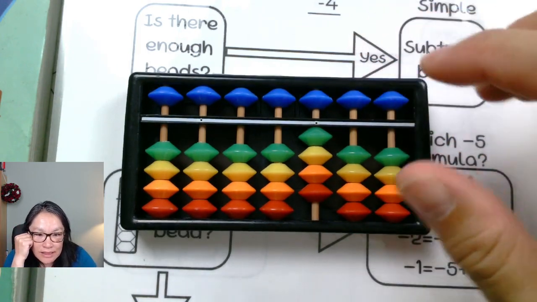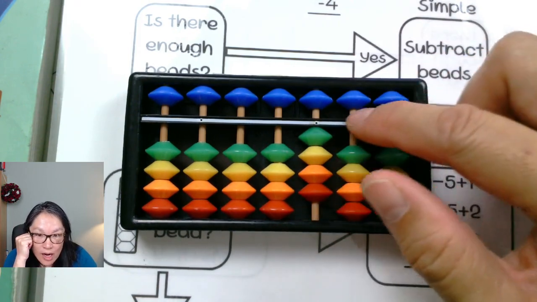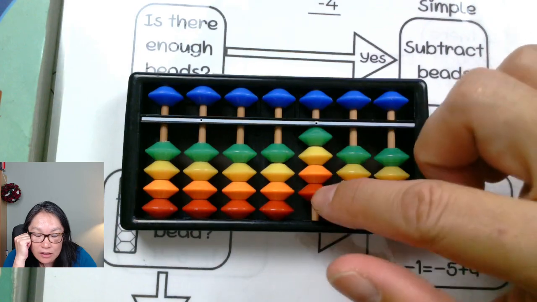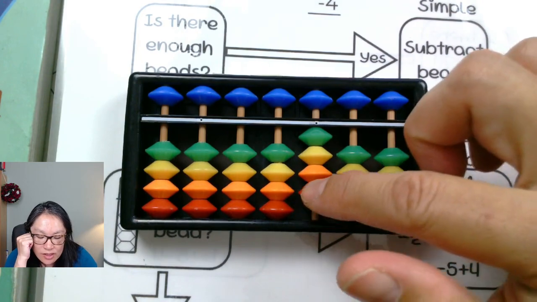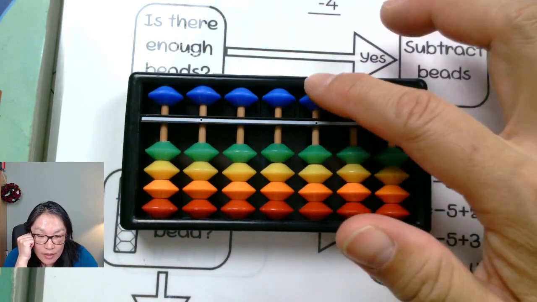So this is 4. Anytime the beads are touching this horizontal bar, this is being counted. So this is 4. The top bead will always be 5.